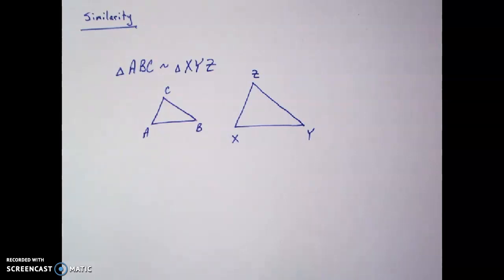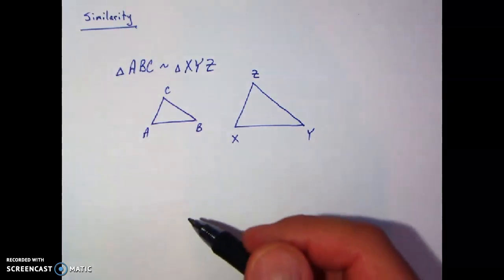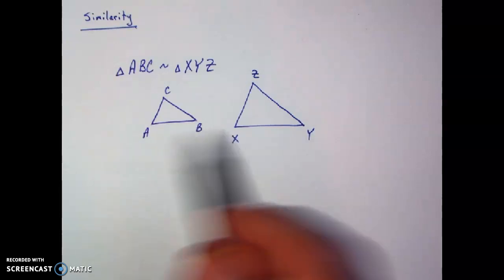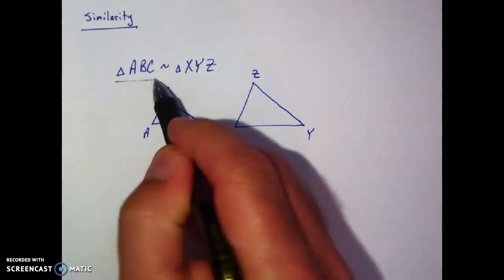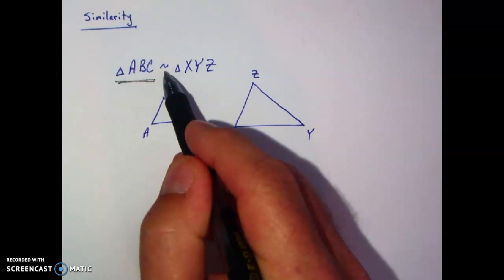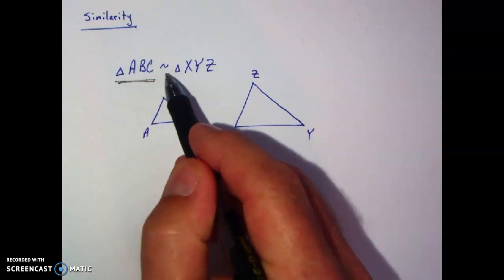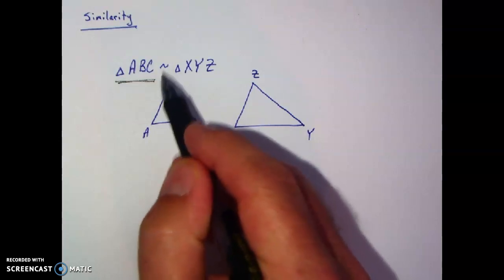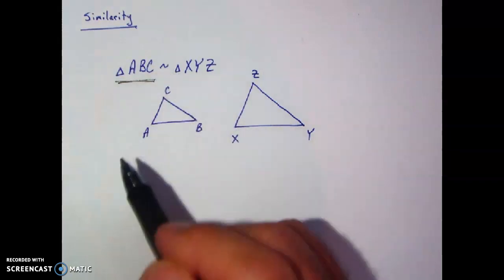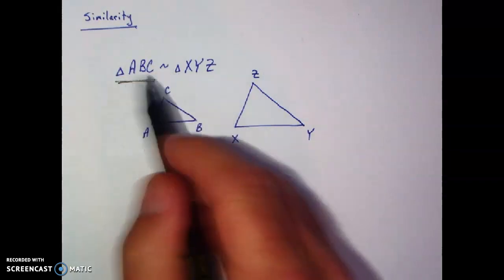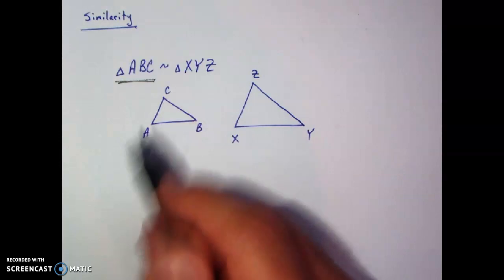This next unit is about similarity or similar figures. Here we have two triangles, and we're saying that triangle ABC is similar. Notice the symbol is kind of like we had for congruent without the equal sign. So that's our similar symbol. We're saying triangle ABC is similar to triangle XYZ.